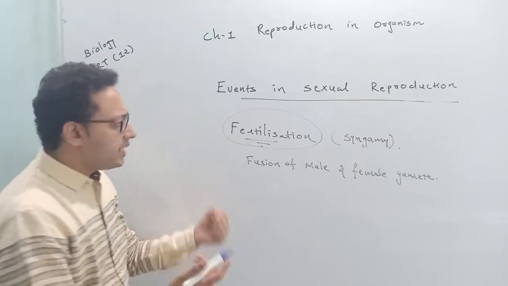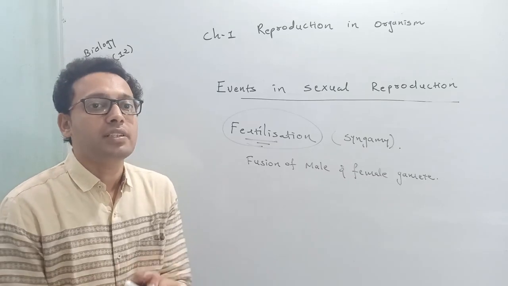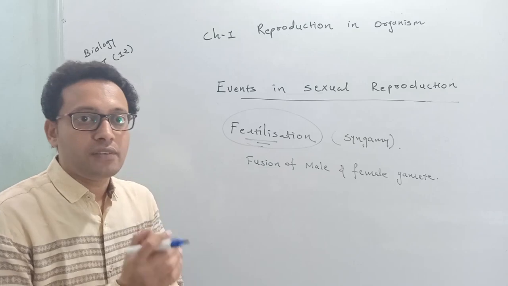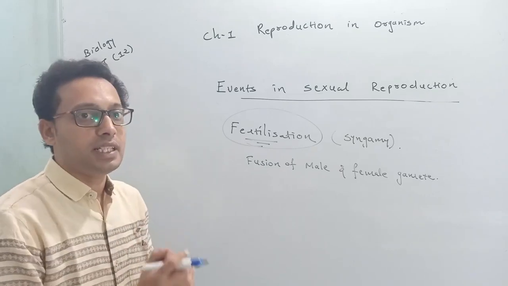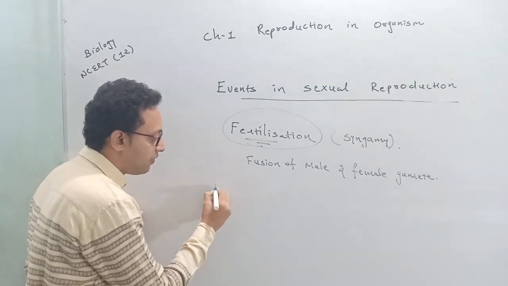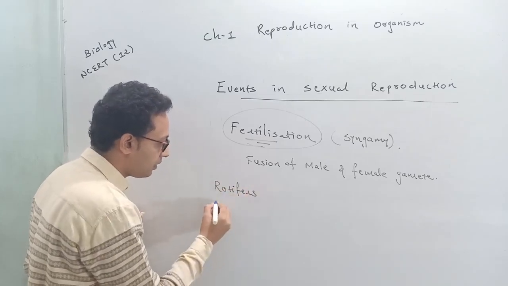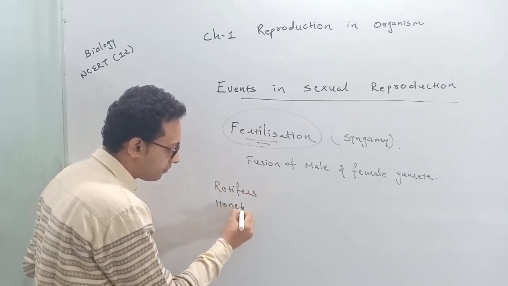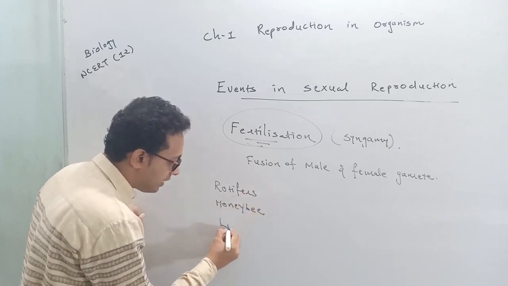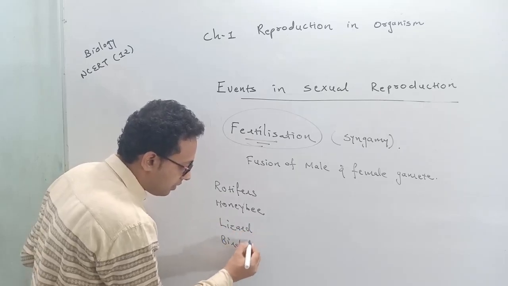Okay, but we have some exceptional animals in which fertilization does not take place. I will list out those where the development of offspring occurs without fertilization. Remember the words, without fertilization. So the examples of animals: rotifers, honeybee, some lizards, and birds like turkey.